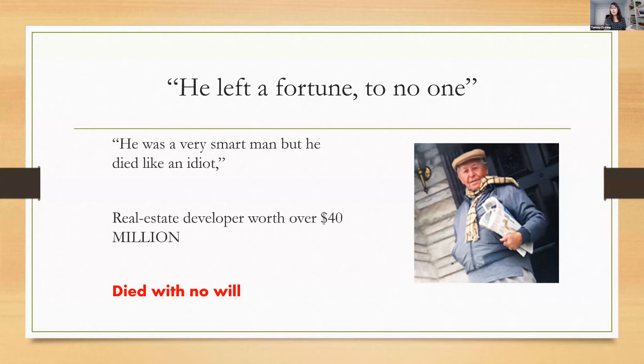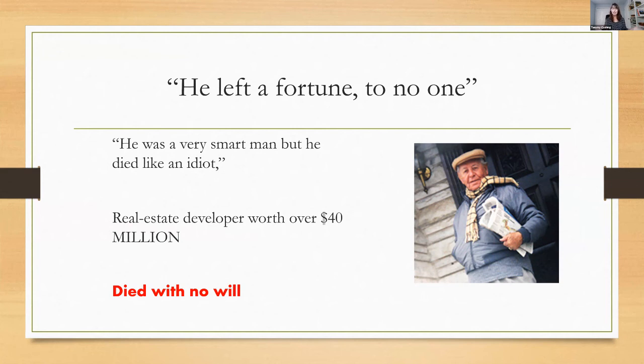So, a cautionary tale to end this session today. The gentleman on your screen is a real estate developer, or was a real estate developer worth over $40 million. In fact, the backstory is that this gentleman was the developer of Staten Island. So he made all this money over the course of his lifetime. And the quotes you see on the screen are what people that knew him said about him. He left a fortune to no one. He was a very smart man, but he died like an idiot.